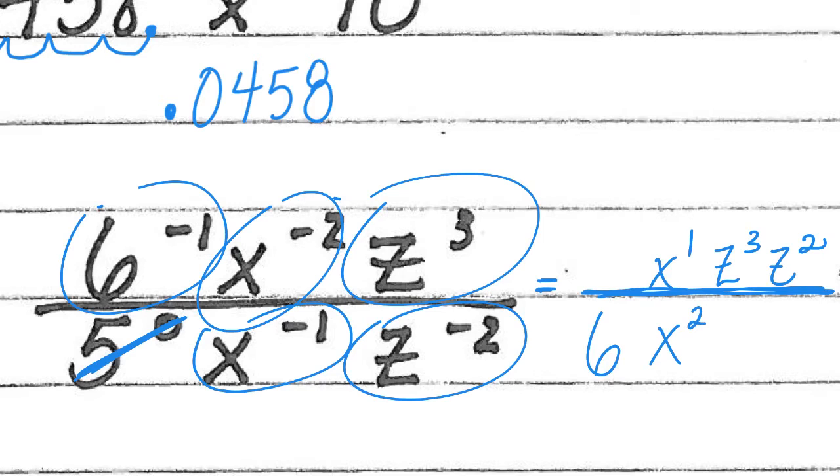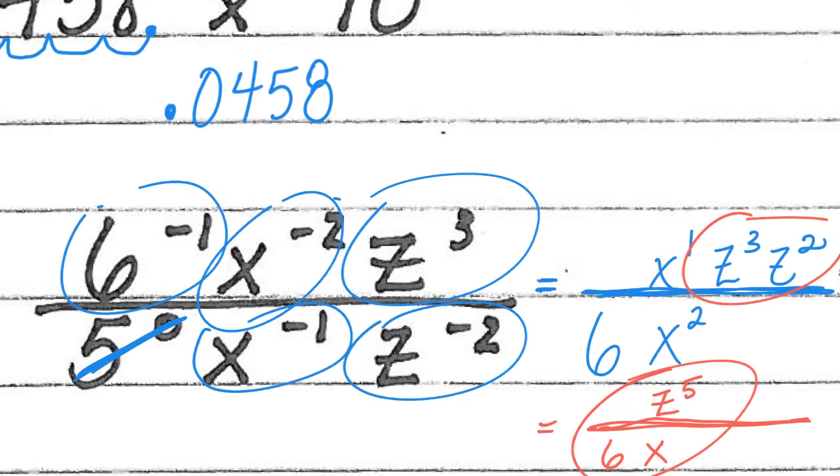Now, when I go to solve this, 6 stays on bottom. Where do the x's go, top or bottom? Good, they go to the bottom as x to the first. Z's will stay on top. When I multiply, I add the exponents, z to the 5th. So it looks like my answer here is z to the 5th over 6x.